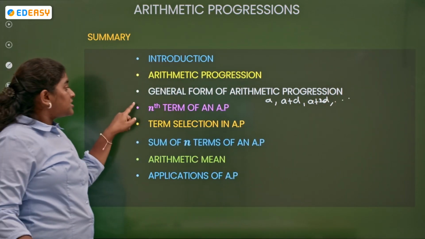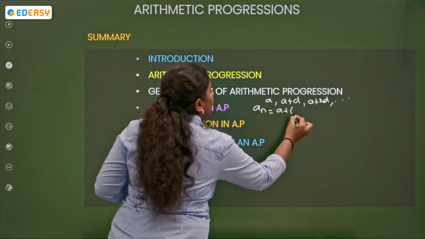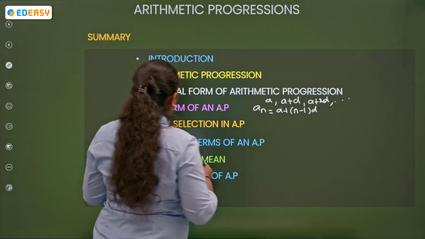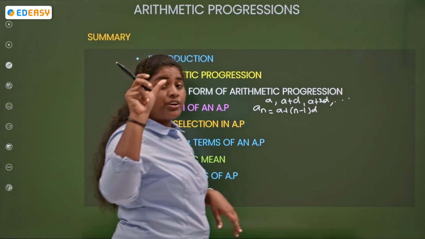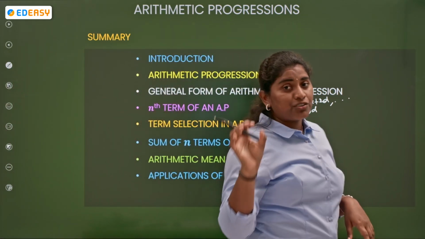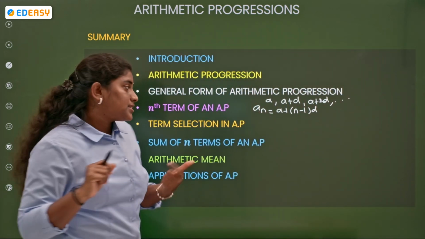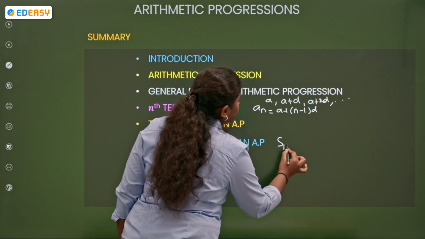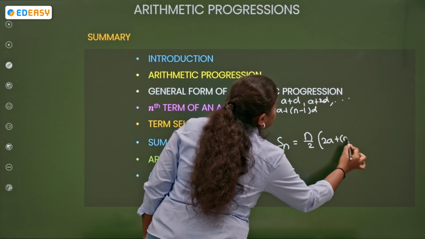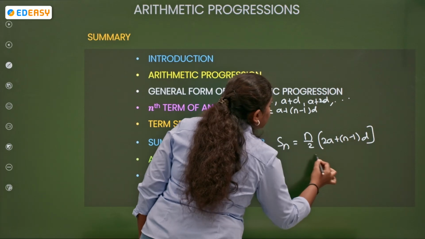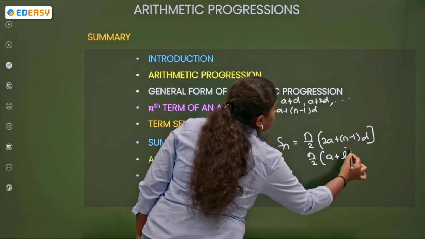Okay. Now what is the formula to find the nth term of an AP? AN equals A plus of n minus 1 into D. And coming to the term selection, how will we select? Depending upon your number of terms, you are going to select your AP with the required common difference. Okay. And next, sum of n terms. Sn will be equal to n by 2 into 2a plus of n minus 1 into D. And with the last term, n by 2 into a plus l.